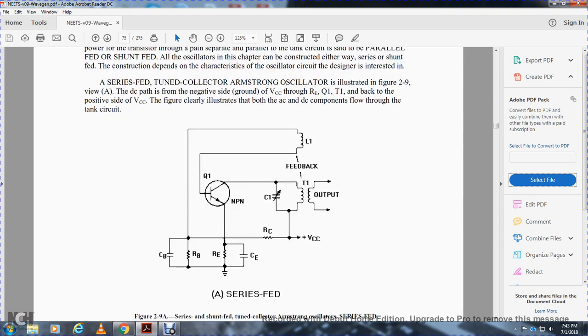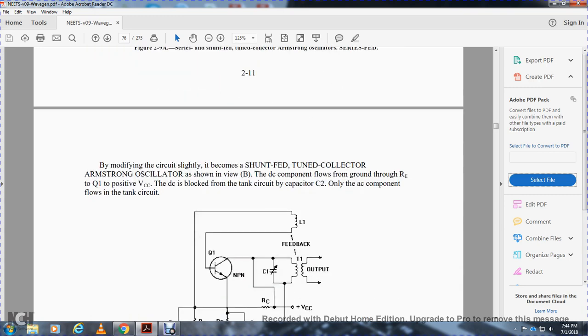Figure 2.9a shows the series fed tuned collector Armstrong oscillator. Transistor 1 is in the common emitter configuration. The base is tied to the induction coil, the induction coil goes down to the capacitor, resistor and resistor E, capacitor E, and goes to the emitter or the base.